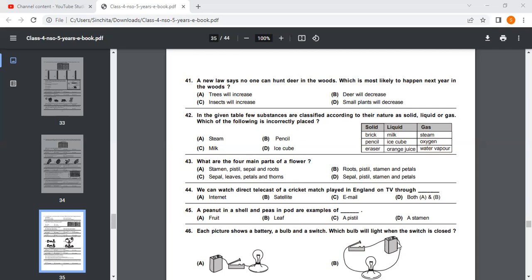Why is ice cube a solid and not a liquid? Explain it to him, Shruti. He can't differentiate between a solid and liquid. Shruti, better help him to understand why ice cube is a solid.